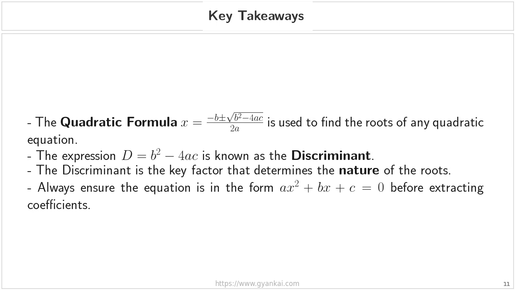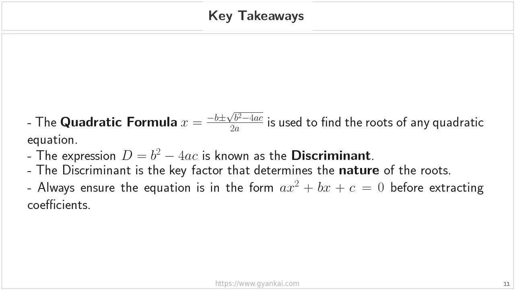Finally, a quick reminder on the most important first step. Before you even think about plugging numbers into the formula, always ensure your equation is written in the standard form, which is ax squared plus bx plus c equals 0. If you don't move all your terms to one side first, you'll likely pick the wrong values for a, b, and c, which can lead to those common sign errors we talked about.